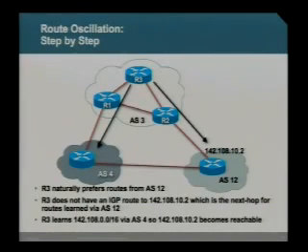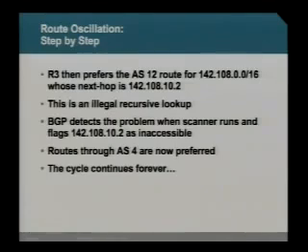Anyway, so the oscillation is pretty much this. R3 will prefer the routes directly from AS12, like nearest next hop. But when the scanner spots that this is an illegal next hop here, it will install this path as the best path, learns 142.108 as by BGP, then it becomes a valid route, puts the next hop back in, so we end up going back this way, and we just end up bouncing back and forth between those two. Okay, so that's just the whole description here.